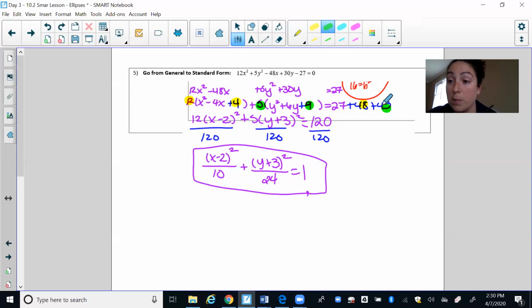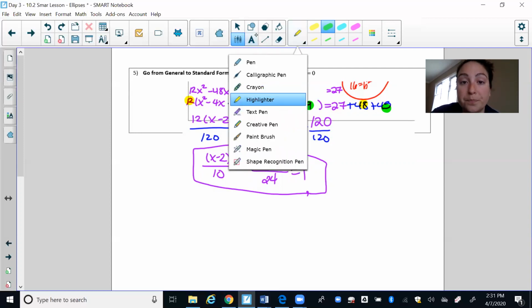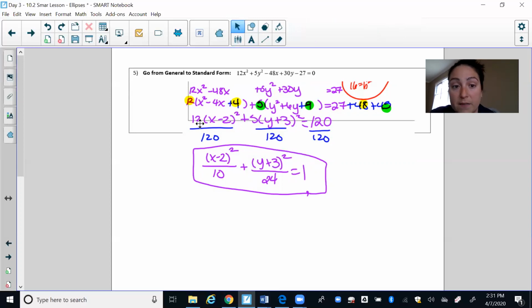So when you add the numbers to the right side to keep the two sides balanced, we added a 48 and a 45. So we complete the square, and this gives us 12 times the quantity x minus 2 squared, because x squared minus 4x plus 4 factors to be x minus 2 times x minus 2. And y squared plus 6y plus 9 factors to be y plus 3 times y plus 3. So we get 5 times the quantity y plus 3 squared equals 120 when you add up the right side.